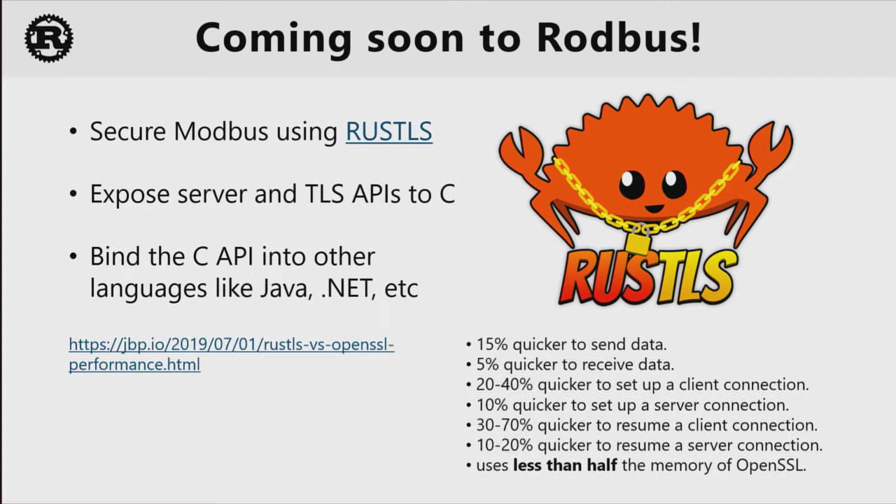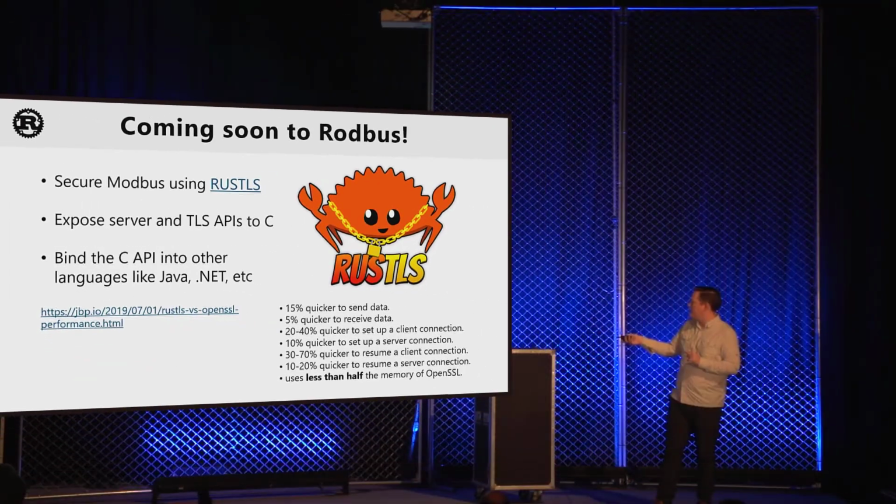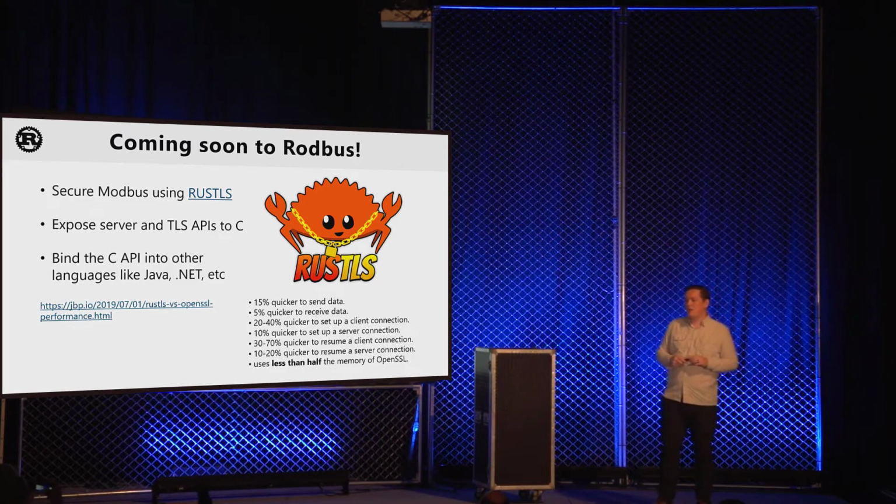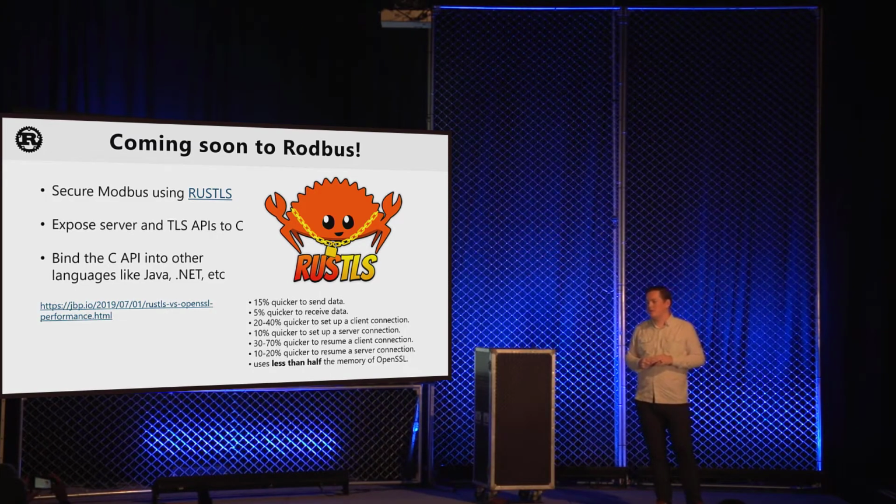Regarding performance, there's a nice blog post here that talks about comparing Rustls, the Rust TLS library, to OpenSSL. So if you still don't believe me that Rust is fast, it was faster than OpenSSL in almost every category that they measured. And perhaps most impressively, it used less than half the memory of OpenSSL for those applications. So people should take Rust seriously for embedded programming, especially if you're going to be adding security into your application.